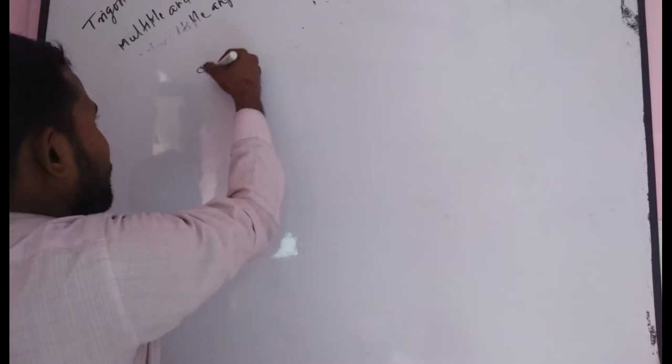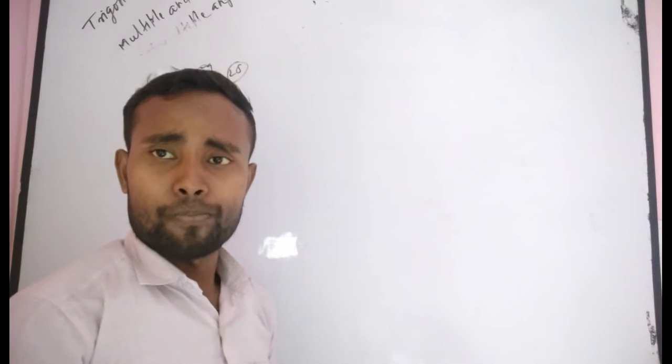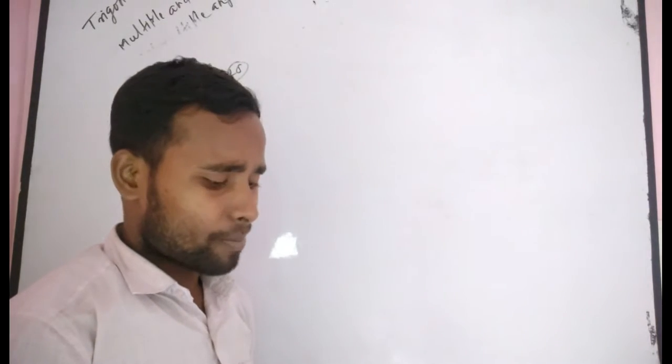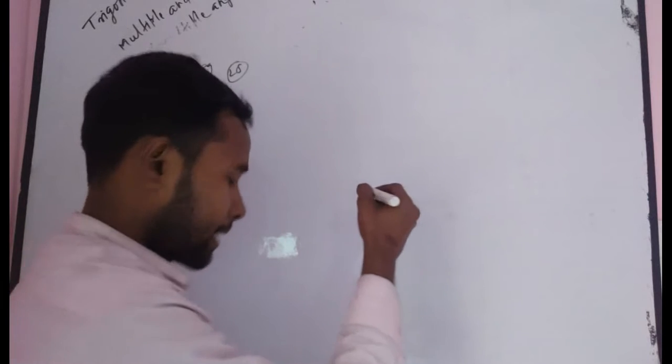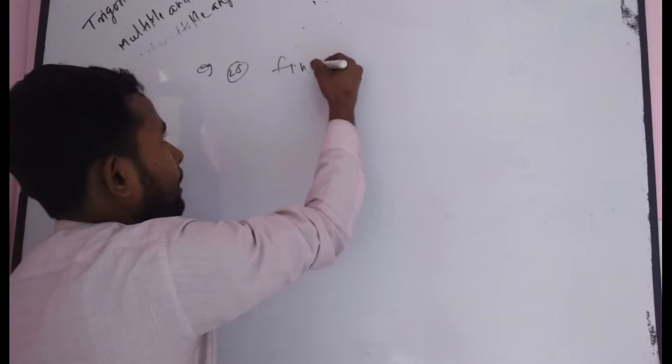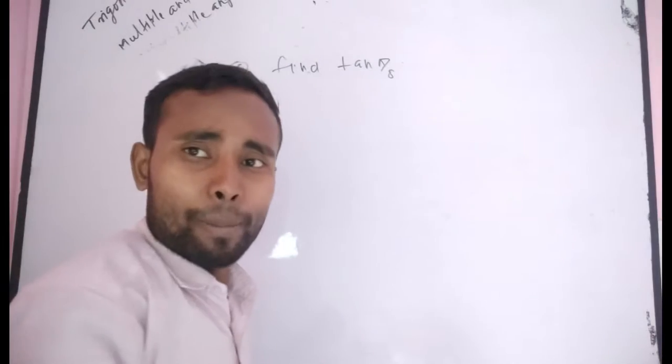Example 28. I think up to 27 I have already discussed in the previous video. In this video I will discuss from 28. The first question is: find the value of tan pi by 8. Now there arises a simple problem. How can you find the value of tan pi by 8?